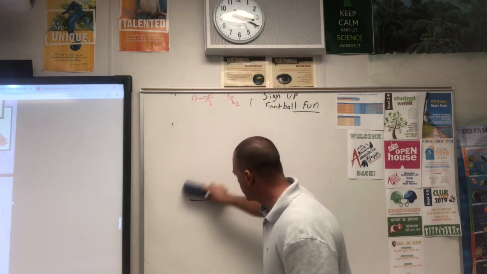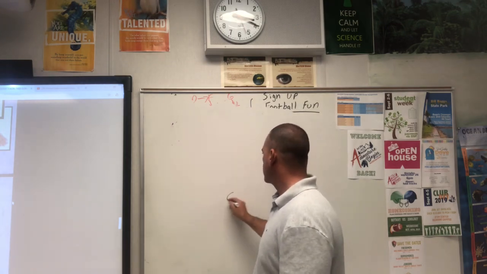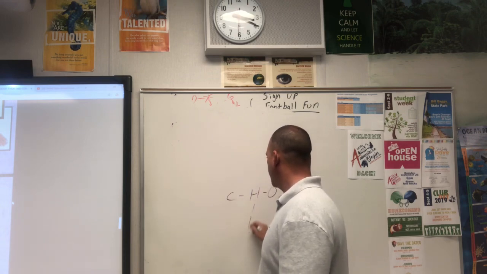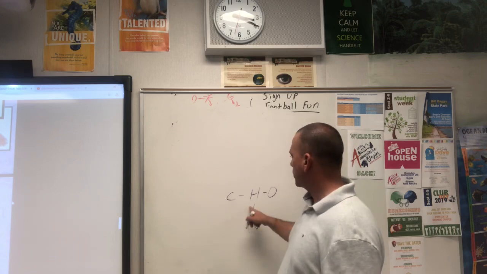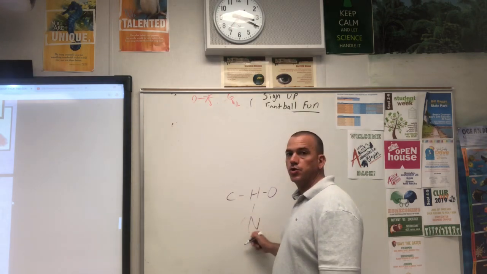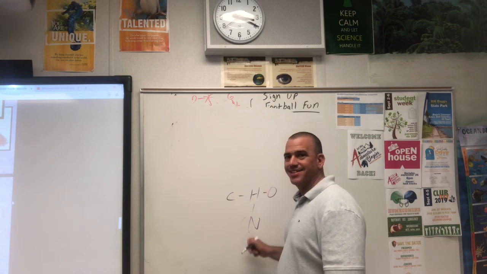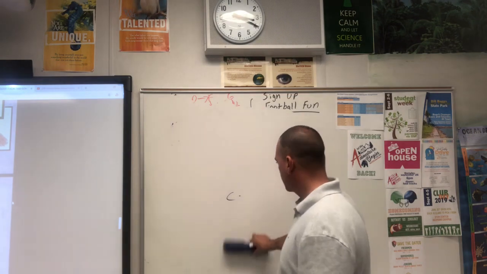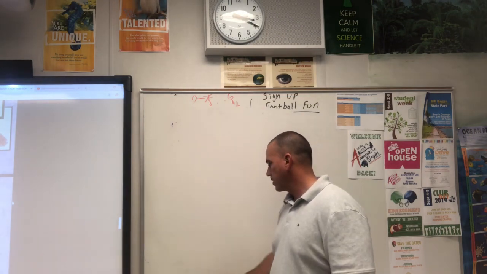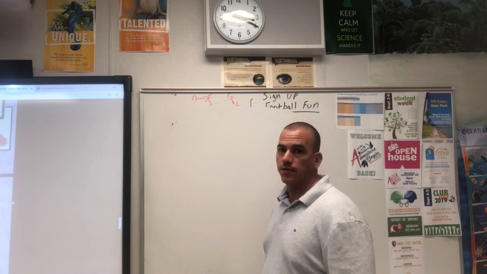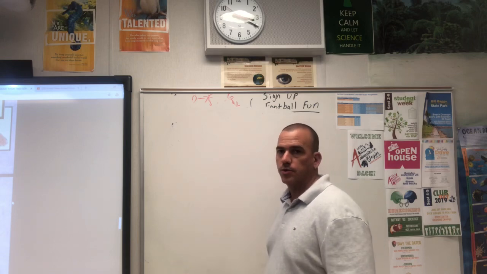All right, and now let's say you see something with a C, an H, an O, an N. Once you see the N, you know that thing's an amino acid. The N tells you it's an amino acid. And then if you see it with a P, C-H-O-N-P, once you see that P, now you know it's going to be a nucleic acid.